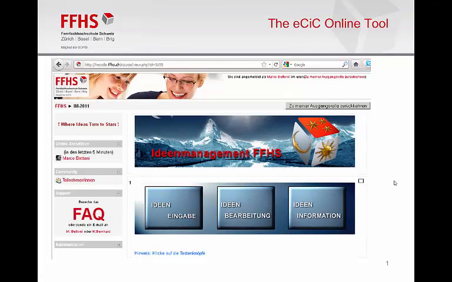The eCiC online tool. You see here the platform we use for idea processing. It is based on Moodle, the well-known learning management system. It has only a 3-button design. So the first button, it's where you enter your idea. The second button is where you handle and process your idea with others. And the third button is the information about the results or about the phases of the idea. So you need only those 3 buttons.